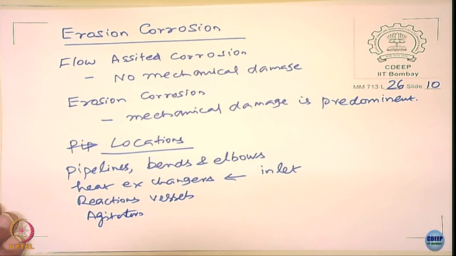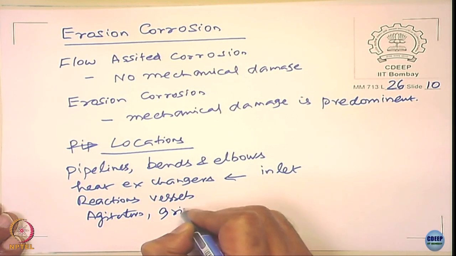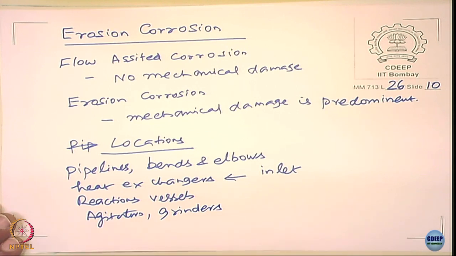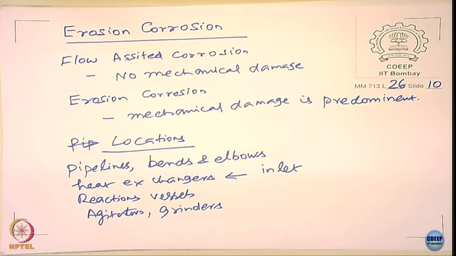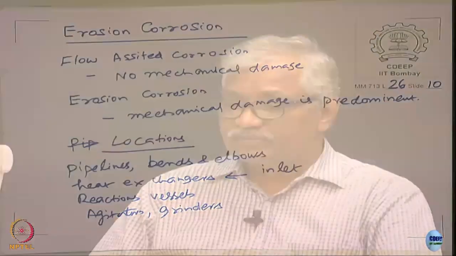Grinders, for example. In the mining industry, grinding is very, very common, right? And the ore is transported as a slurry along the pipelines. So you see a huge amount of erosion corrosion taking place in the pipelines. Again, you will see impellers and gas turbines and hydraulic turbines, nozzles, they are all quite common examples of erosion corrosion taking place.